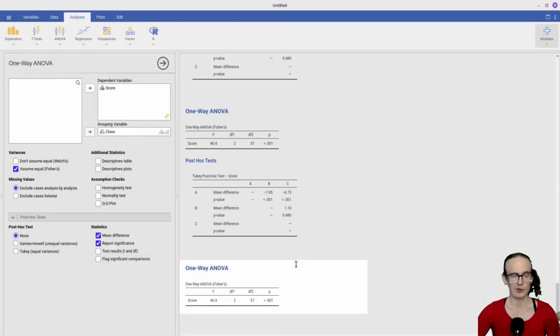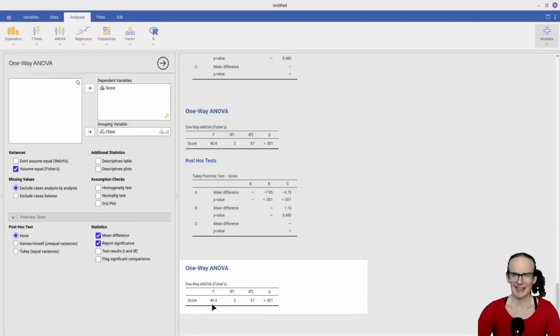This is going to calculate all of the information that we need. As you can see here, our F statistic is 40.4 and our p-value is less than 0.001. So what does this tell us? Well, this essentially tells us that out of these three different groups, there is a statistically significant difference. At least one group is different from the others.